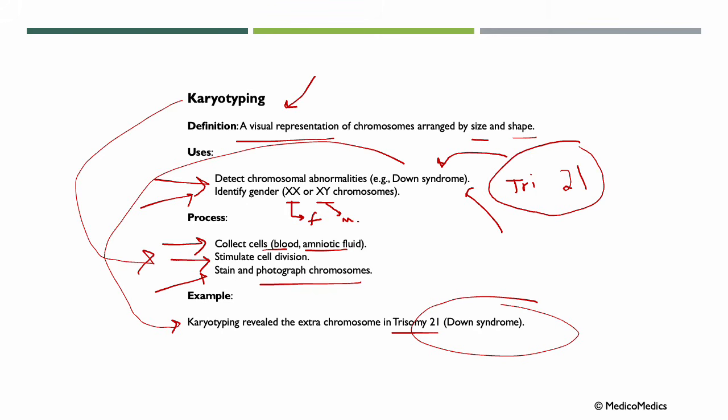So a karyotype, you can think of it as a photo of your chromosomes lined up to check for missing or extra pieces.